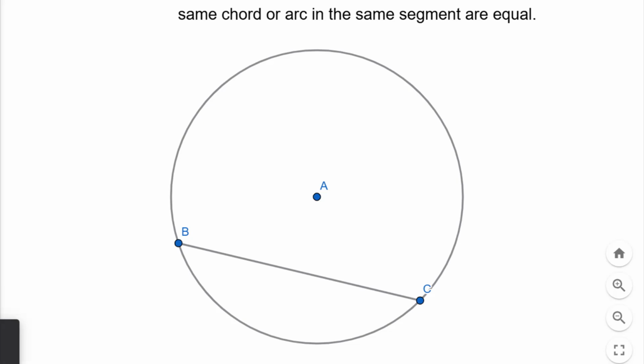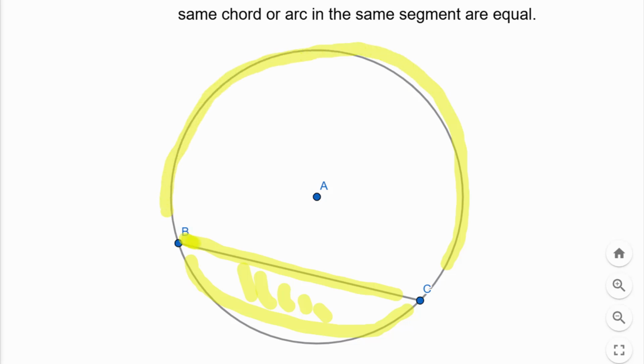Now we are saying that it's a region bounded by a chord and an arc. So let's look at this. We realize that this is a chord and this is a minor arc, the smaller arc. So this region is known as a segment. This is also an arc and the same chord. This time we have a bigger segment.